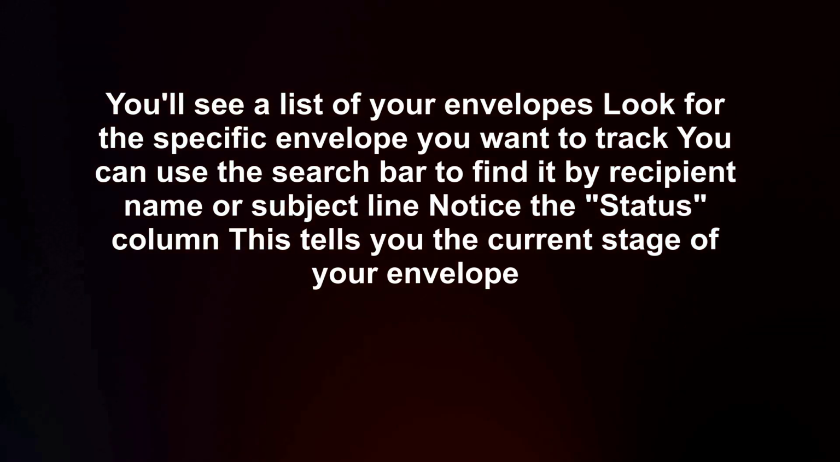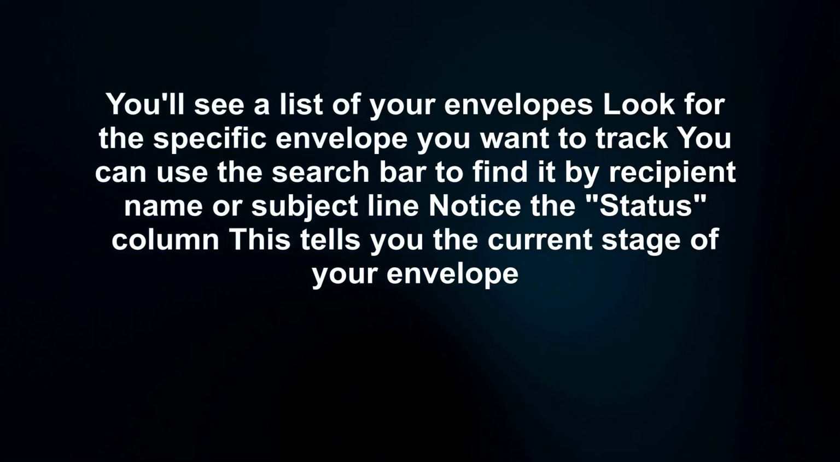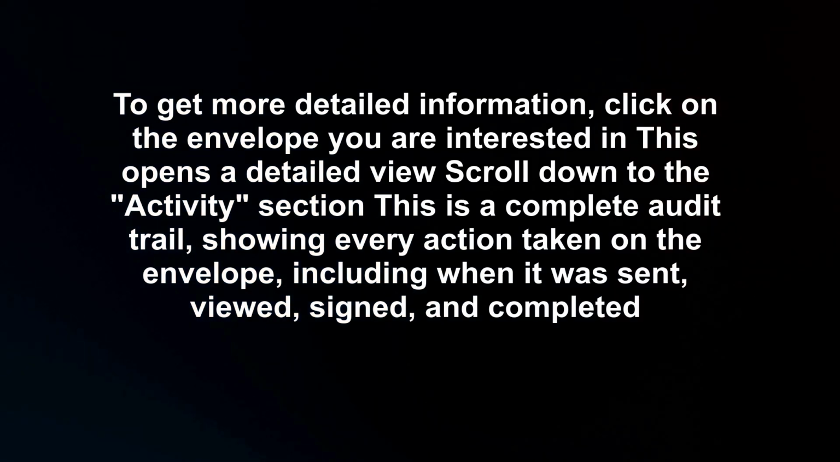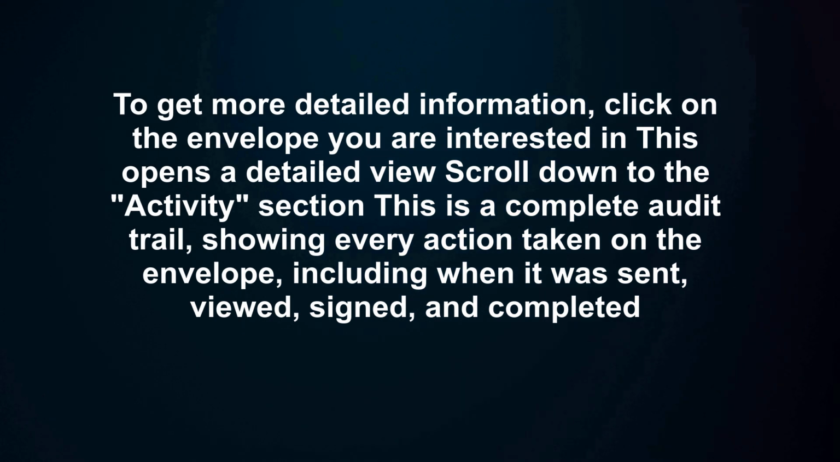Notice the status column. This tells you the current stage of your envelope. To get more detailed information, click on the envelope you are interested in. This opens a detailed view. Scroll down to the Activity section.